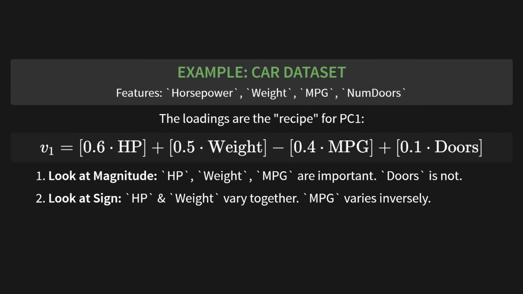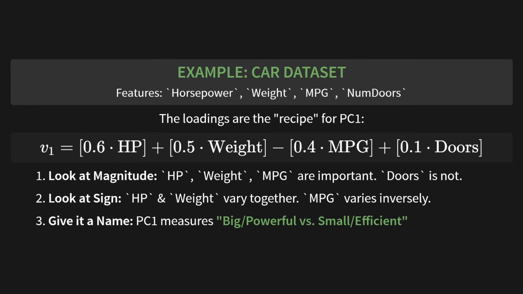So, third step, give it a name. What is PC1 really measuring? It's measuring big and powerful versus small and efficient. You've just translated an abstract vector into a meaningful concept.